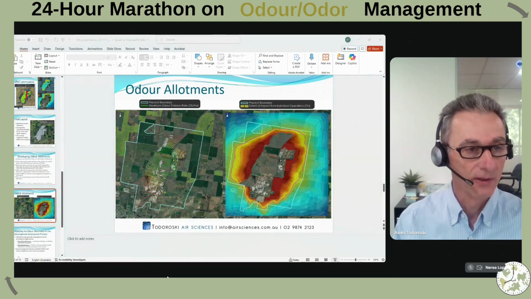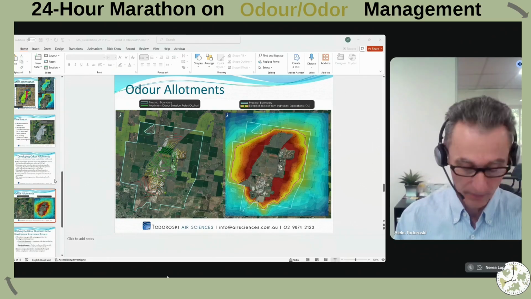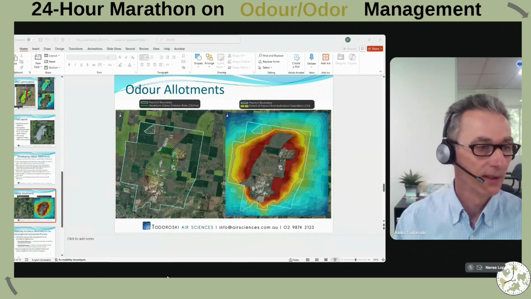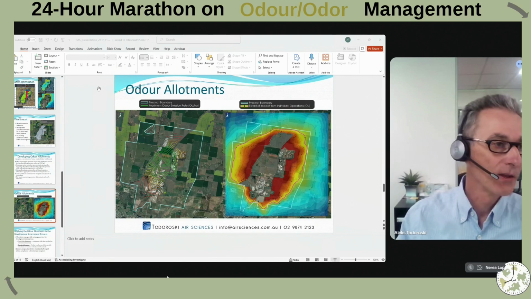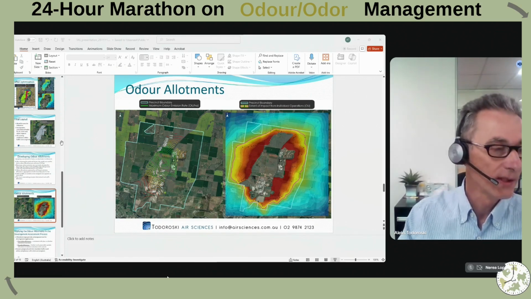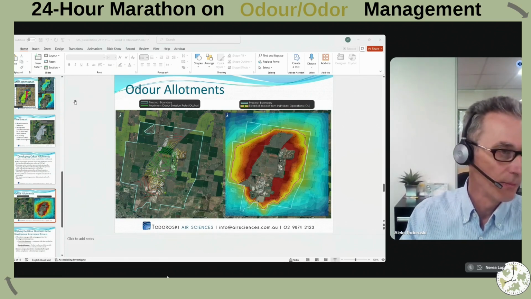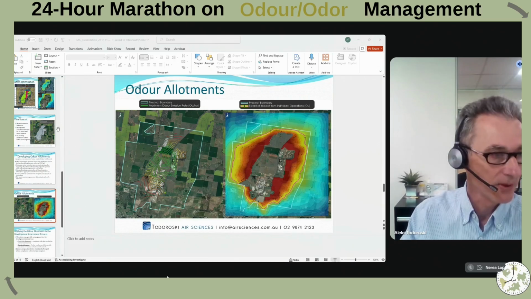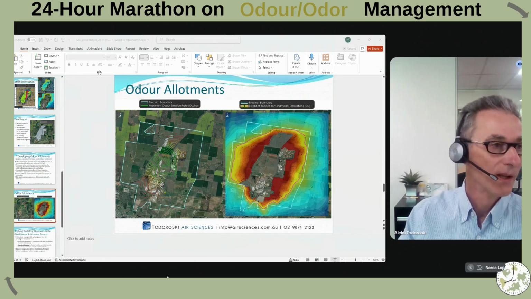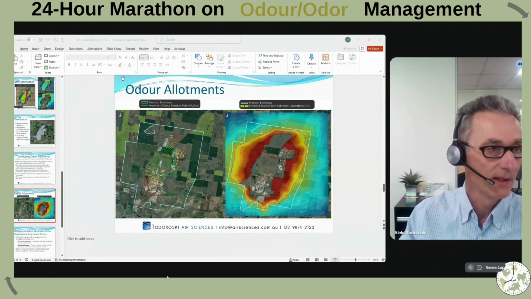I might just zoom in on this one so we can see it a little bit more closely. You can see these are the odour allotments per hectare. They range from approximately 20,000 in the middle through to roughly 2,000 at the edge.